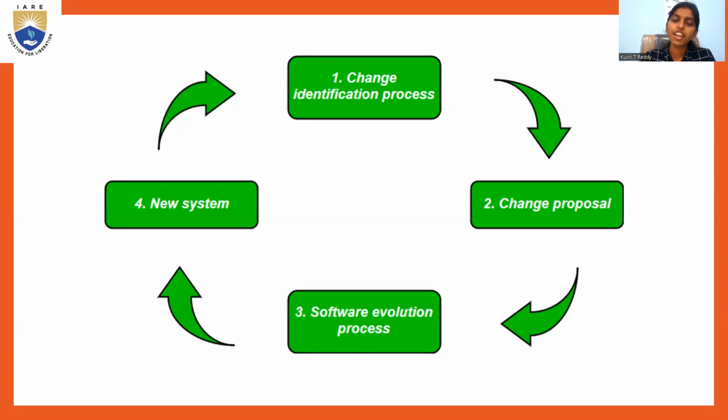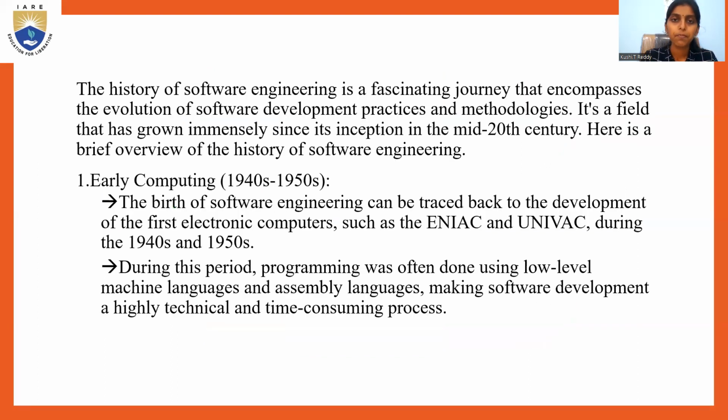So this is a life cycle which is again shown: change identification process, change proposal, software evolution, and new system. So this is how you change or update your software. First, you will identify what changes have to be made. You will propose those changes. Then your software will get updated or evaluated, and that will be given to a new system, and that will be released into the market. So this is how evolution of software basically takes place.